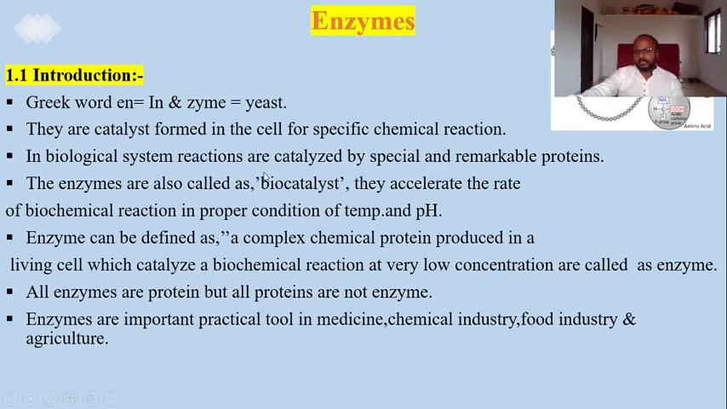In biological systems, the reactions are catalyzed by special and remarkable proteins. In botany as well as in zoology, there are many different processes, for example photosynthesis and glycolysis. In those there is a series of reactions, and each and every reaction is catalyzed by a special and remarkable protein present in the cell. This is called an enzyme, and therefore enzymes are called biocatalysts. That means the biocatalysts, or enzymes, accelerate the rate of biochemical reactions in proper conditions of temperature and pH.